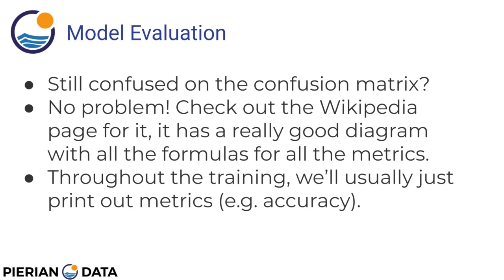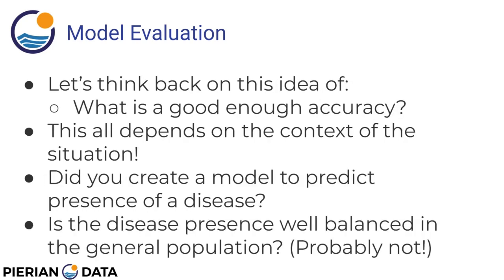Now, if you're still confused on the confusion matrix, it's no problem. Check out the Wikipedia page for it. It has a really good diagram with all the formulas for all the metrics. And throughout the training in this course, we're usually just going to print out metrics, such as printing out basic accuracy.